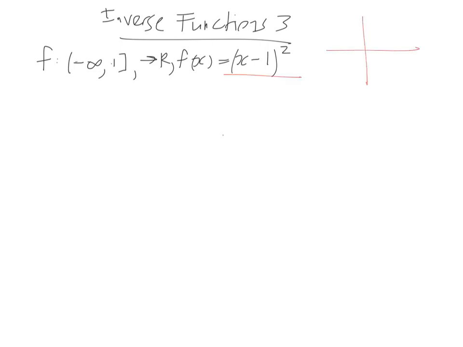X minus 1 all squared is going to look like this, where we're going through at 1 and 0, and then 0 and 1. That's what we deal with. But we need to restrict the domain. So we're going from negative infinity to 1. As a result of that, we're only drawing from negative infinity to 1. We're only drawing that part. So we're going to 1 and 0, and then we keep going forever there. And we're still here at 0 and 1.